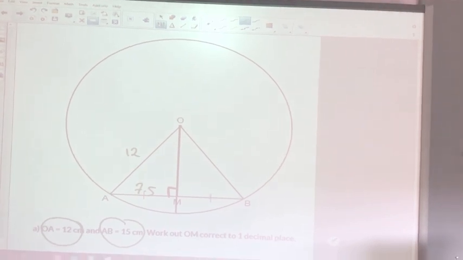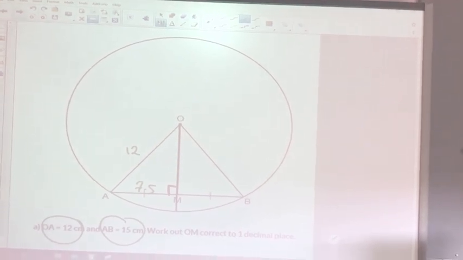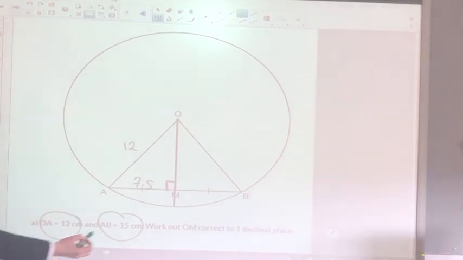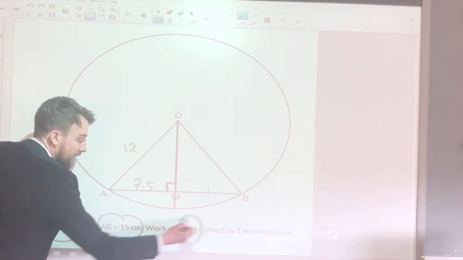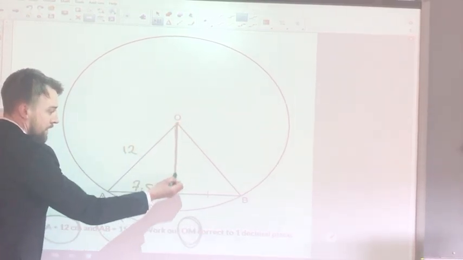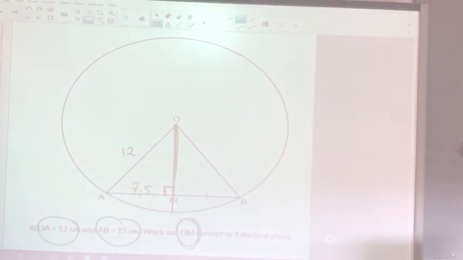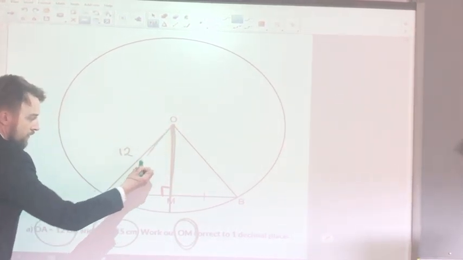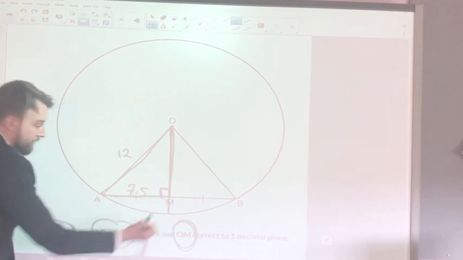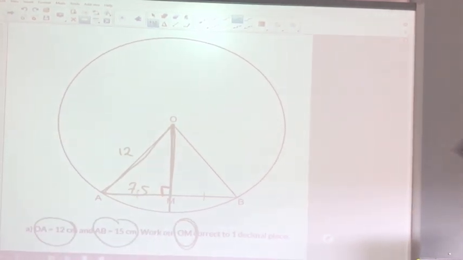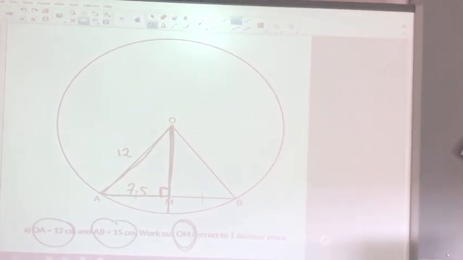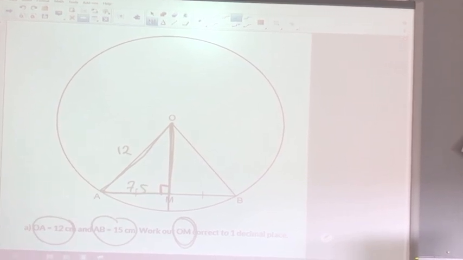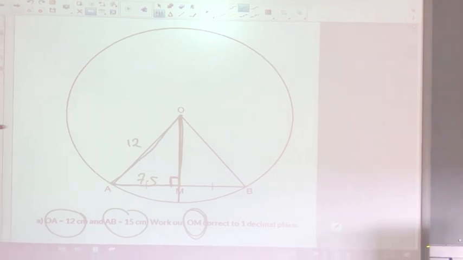Hopefully now you should be able to see, piecing things together from this lesson, how you're going to get to the solution to this question. We are looking for the length of OM. So hopefully you've spotted it. We have a right angle triangle. You're going to use, from your starter, Pythagoras to work out the length of OM.